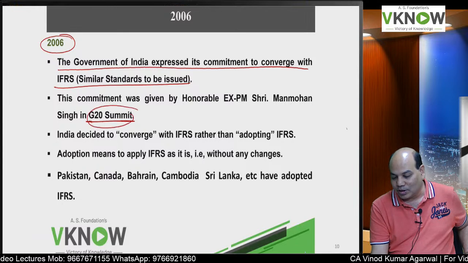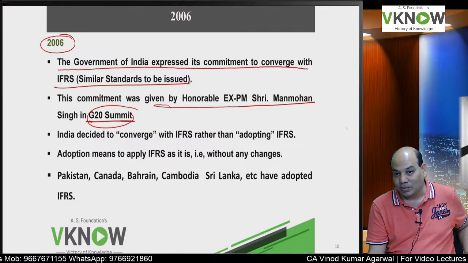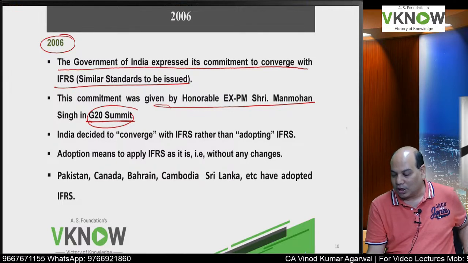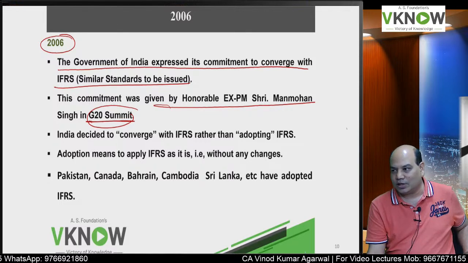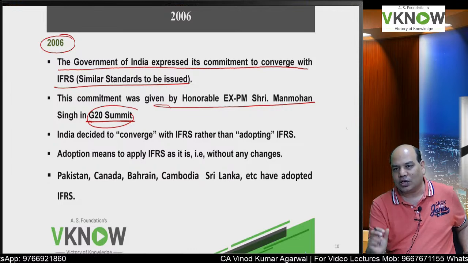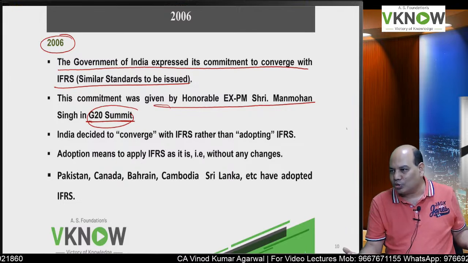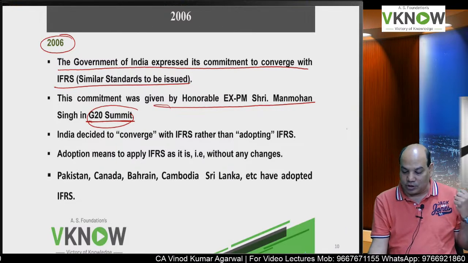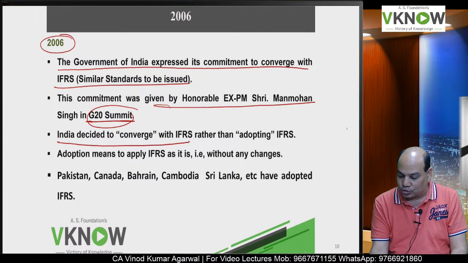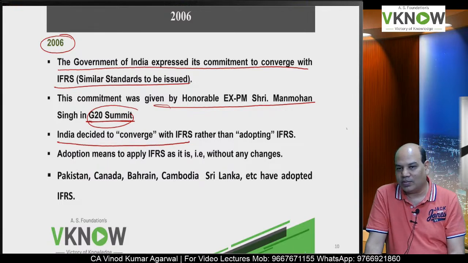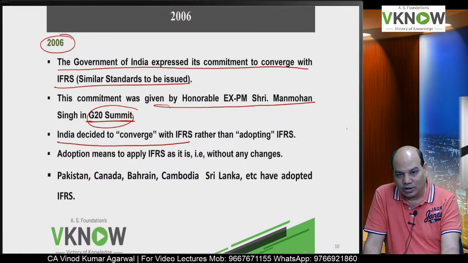So in the G20 summit, our Prime Minister Manmohan Singh committed that India will also either adopt or converge to IFRS. Because there was a complaint by international investors that your financials are not trustworthy, reliable, comparable. So we don't want to invest in your country. So he said, don't worry, we are also going to converge to IFRS. Why did India want to converge to IFRS? Because the Indian economic environment is different from the European and other developed countries' economic environment.